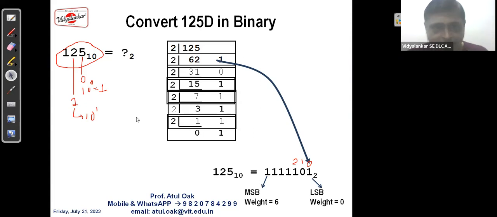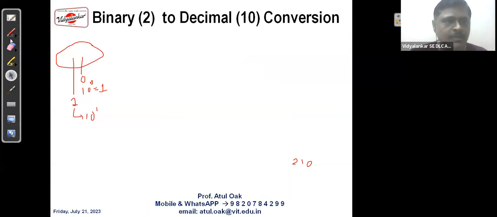Now we have to do the opposite of this. What I mean is, as a human, if I give some data, 125, my computer will take that data as 1111101. Now let's try to do the reverse. Let's try to convert binary into decimal, and here is the algorithm. Observe it. Let me erase this.